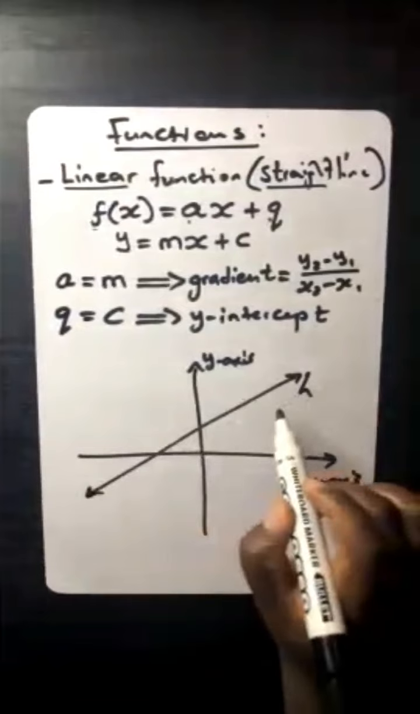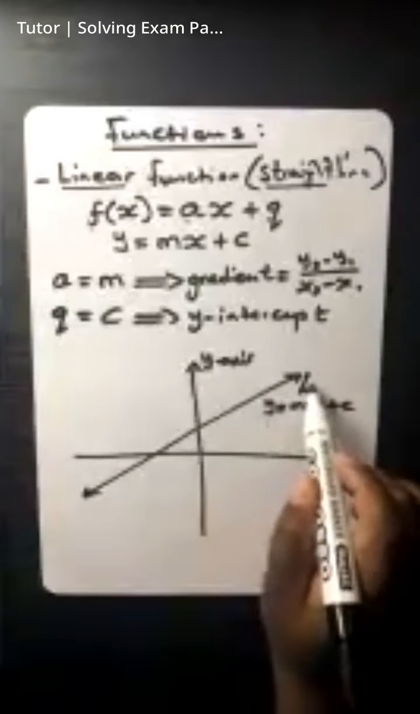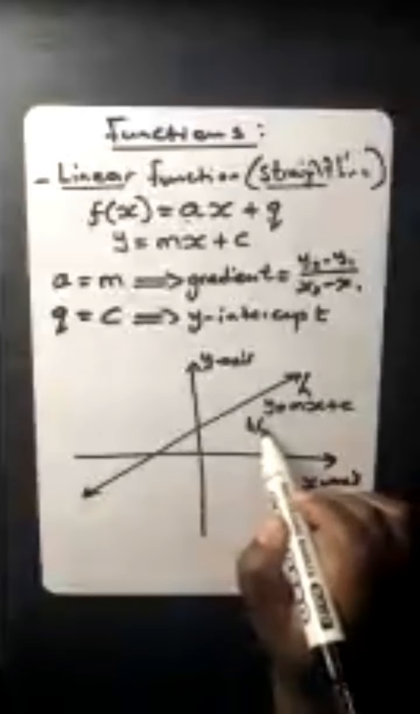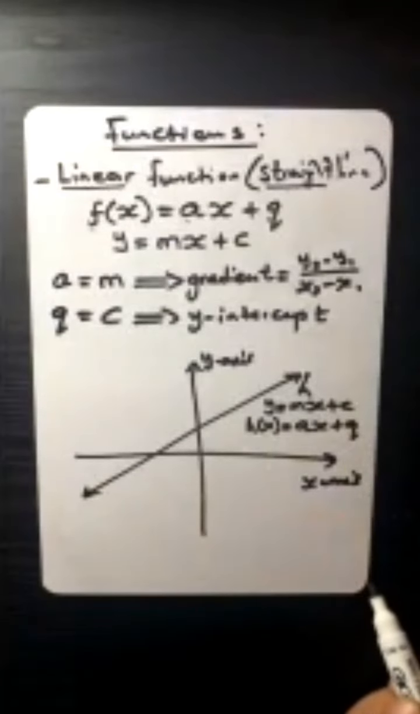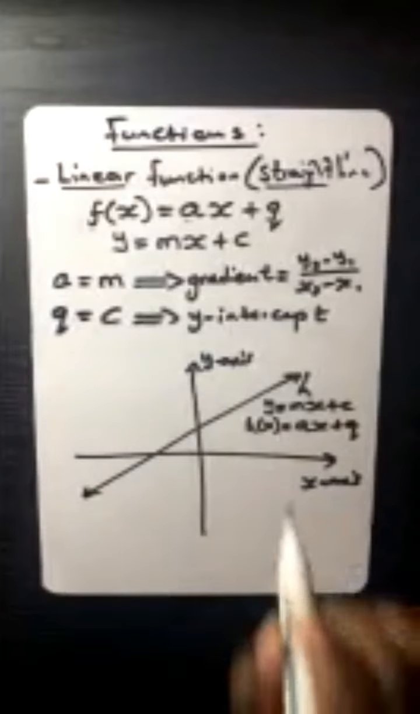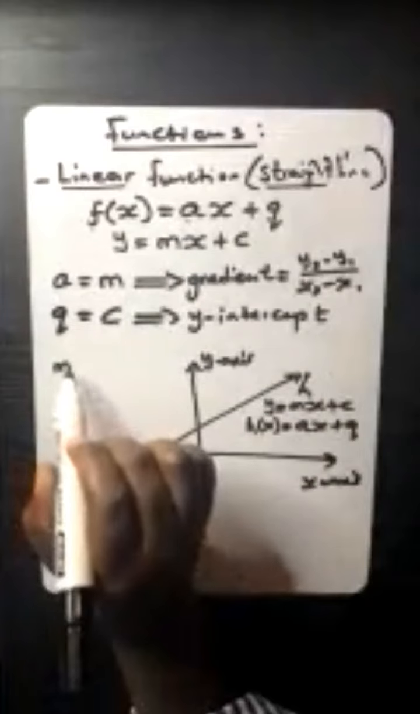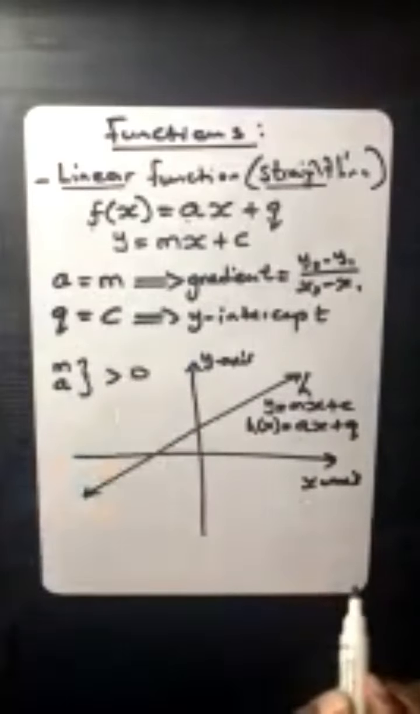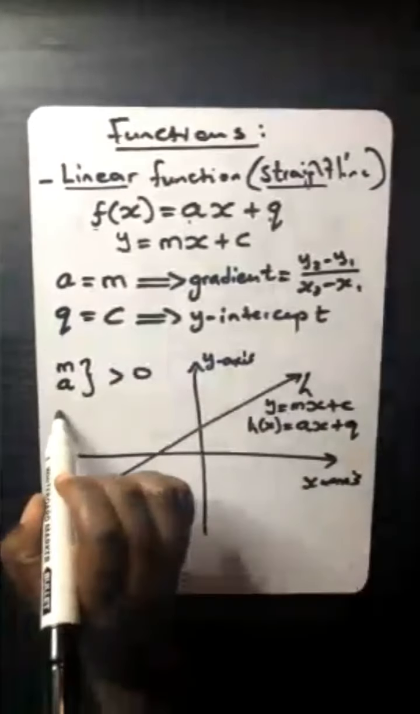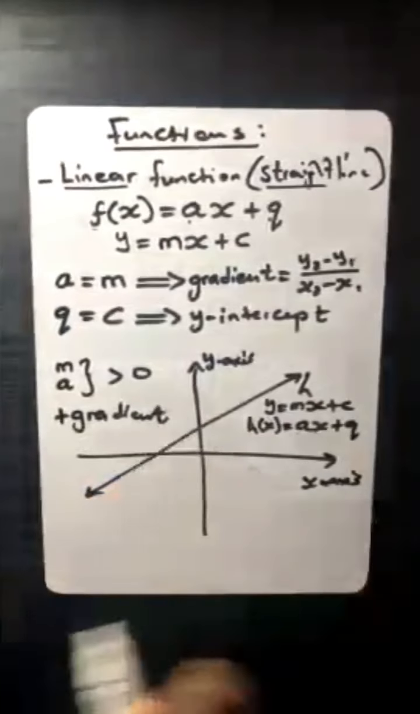Because it's a straight line, we know this is the general form for that straight line. Otherwise, you can say because it's a graph of h, then h of x is equal to ax plus q. So, ladies and gentlemen, in this case, because we've got that type of a line, it means that either a, or m if you like, is greater than 0. What are we saying? In short, we are saying that line has got a positive gradient.